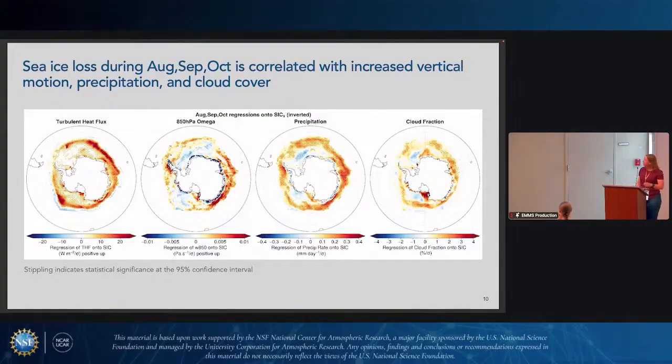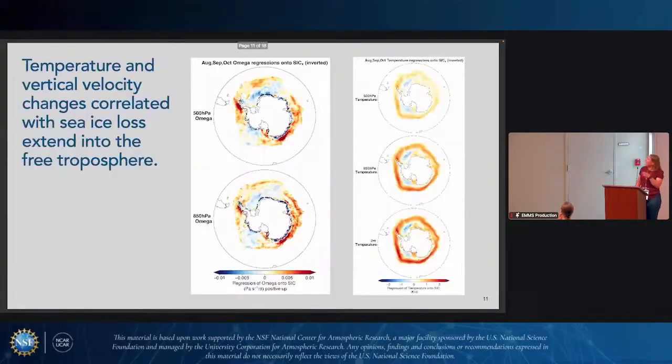Since these are only for one particular level, we wanted to see whether this response actually extends higher into the atmosphere. The panel on the left is Omega at 500 and 850, and on the right is the temperature response at 500, 850, and 2-meter temperature. The main takeaway is that based on these local regressions, your response is not isolated to the low levels of the atmosphere near the surface, but you're getting a response in vertical velocity and temperature that extends higher up into the free troposphere, which maybe has potential implications for larger scale circulation.